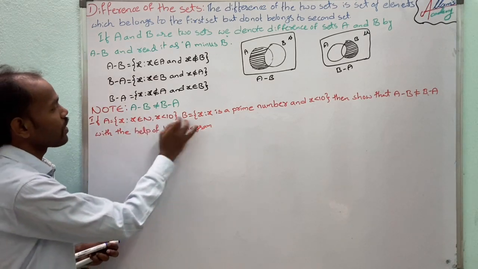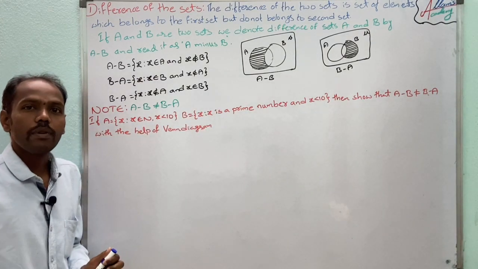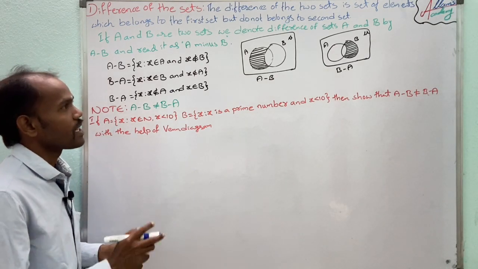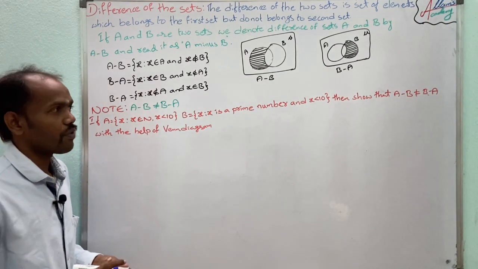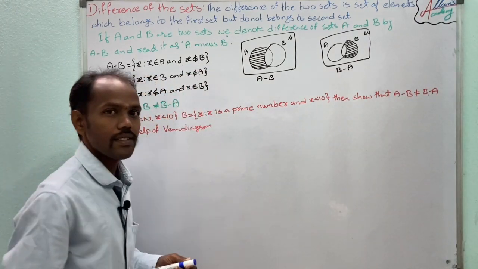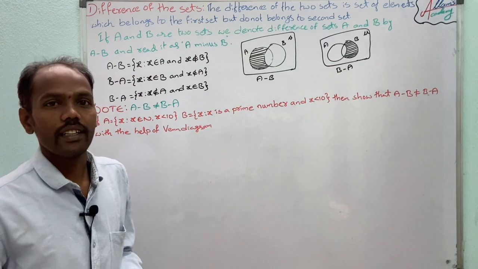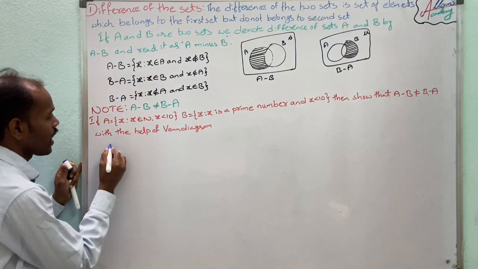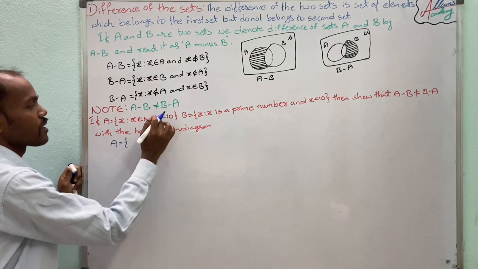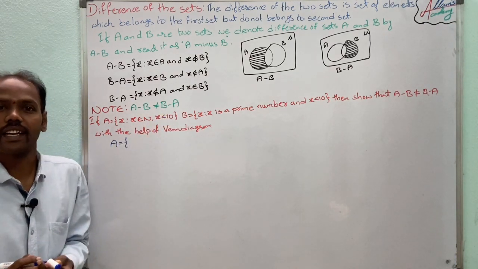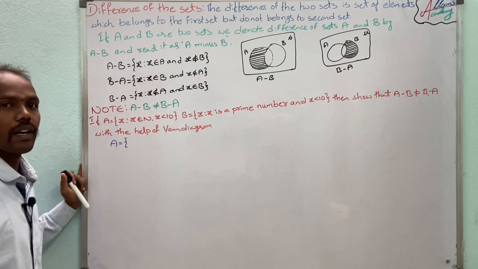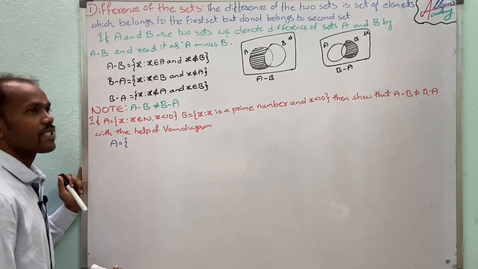So now the given question is in set builder form. So first we want to write the given sets in roster form. Then only we will show A minus B and B minus A, and that they are not equal. So first, writing the set builder form in roster form: x belongs to N and x is less than 10. So the element x is a natural number and it is less than 10.